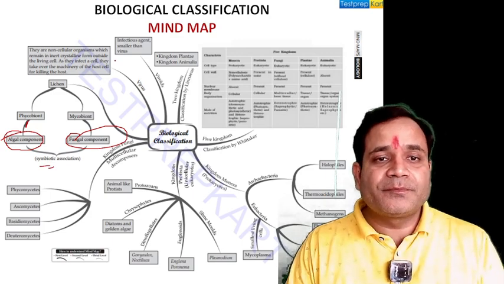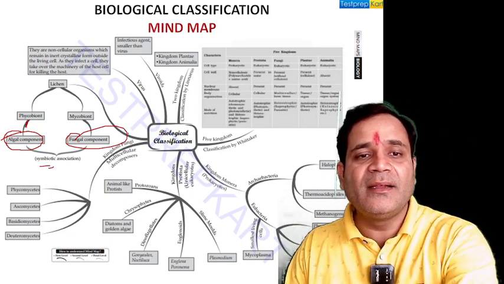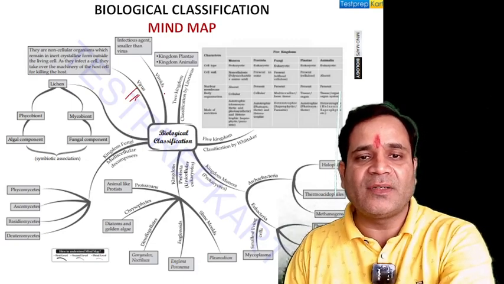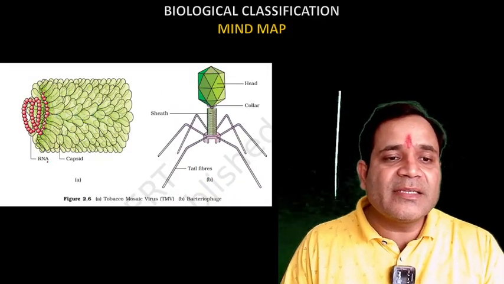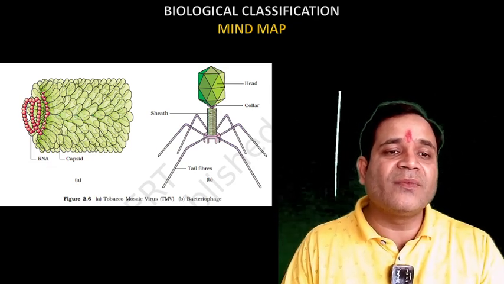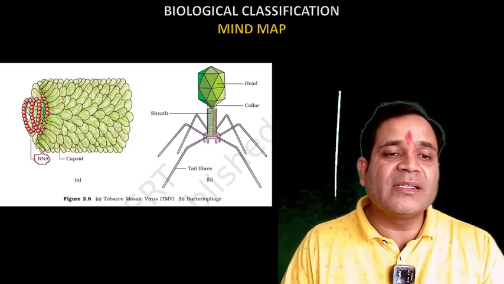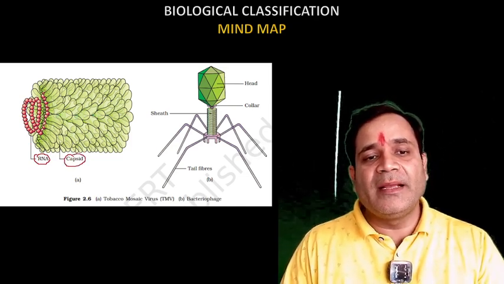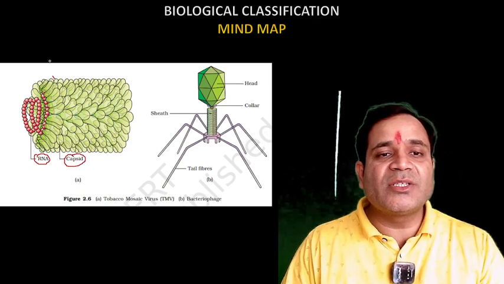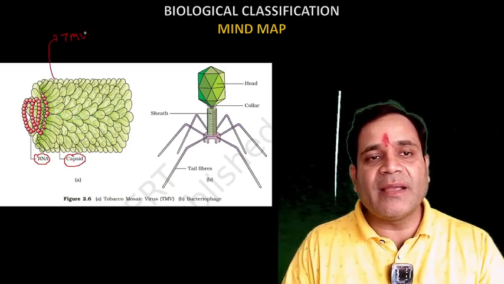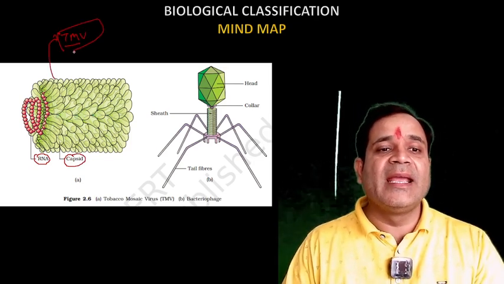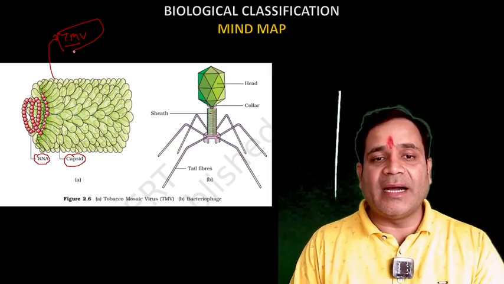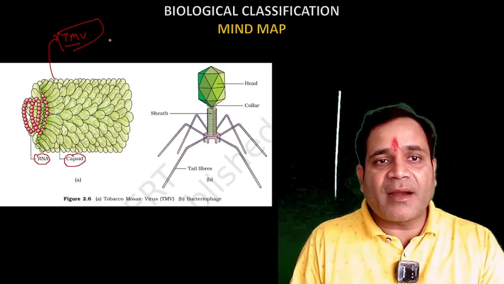So this one thing is clear. Now the point is to know about the word virus, and after that, viroids, my dear. See, this is a virus, and this virus has RNA. This one is RNA, and this one is the capsid, my dear. Clear? So which virus is this? This is TMV, tobacco mosaic virus, and the tobacco mosaic virus only contains RNA, ribonucleic acid.